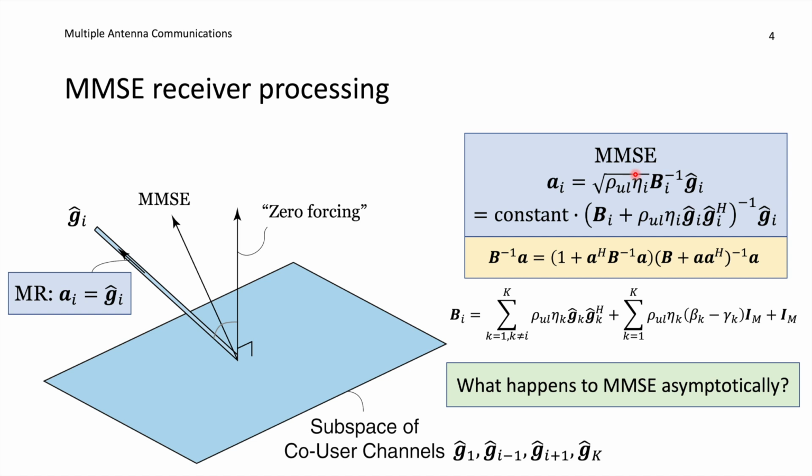What the goal of this lecture will be is to look at what happens with MMSE processing asymptotically. And with asymptotically, I mean when we have many antennas, or when we have a high signal-to-noise ratio. What happens with MMSE processing? Will it be close to the maximum ratio processing? Will it be close to zero forcing? Or will it be close to something else?